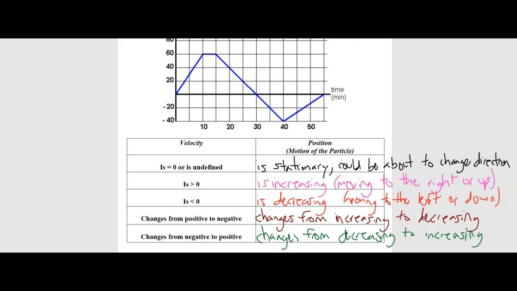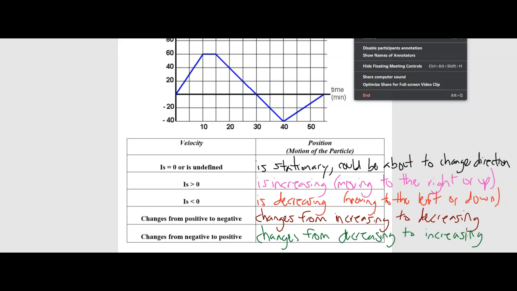Okay, so we just have to think of these things in the real world context that they're in. When we say increase and decrease, we have to think about what that means in terms of movement. If the position function is increasing, the particle is moving in the positive direction, to the right or up. And if it's decreasing, it's moving to the left, or down, or in the negative direction.